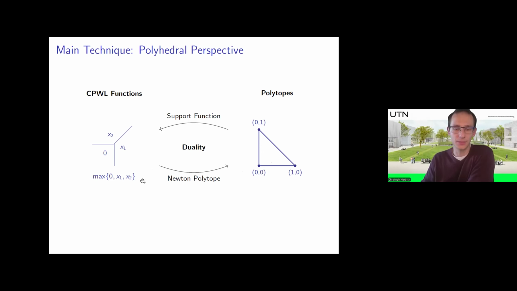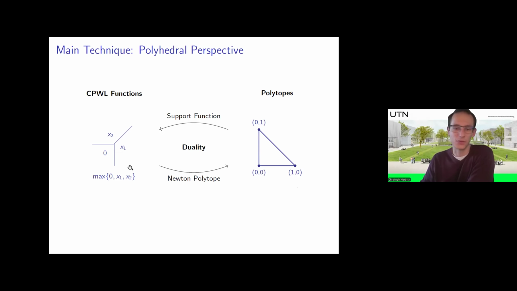And how do you do that? You look at the coefficient vectors of all the linear functions computed at the regions. At this region, we compute the function 0, and we are in R2, so the coefficient vector is 0, 0. This is this point. In this region, we compute the function x1, so the coefficient vector is 1, 0, which is this point. And in this region, we compute the function x2, which has coefficient vector 0, 1, which is this point. Then we take the convex hull of all the points corresponding to all the regions, and we obtain a polytope.